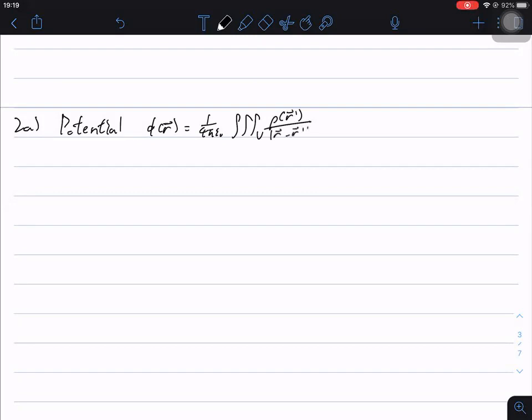Okay, so let's move on to question 2. For question 2A, you are asked to perform the multipole expansion on the potential. The general form of the potential is given. Basically, we have a charge distribution rho, and then we are integrating all the contributions.